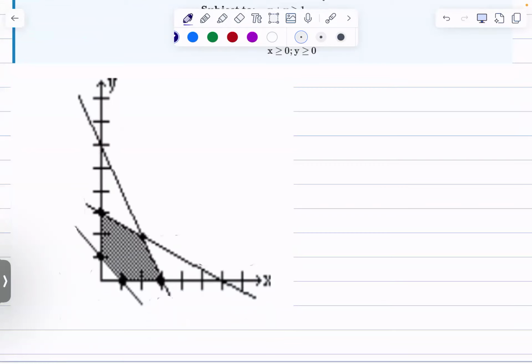Okay. We need to match these lines to the equations. And so what could we do? Well.